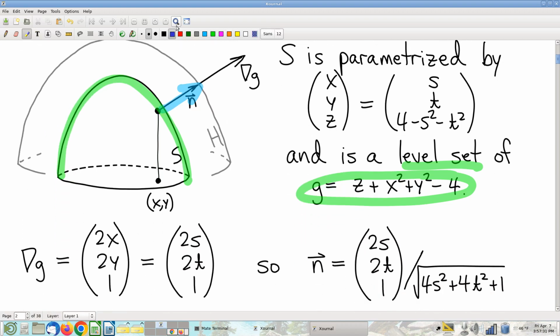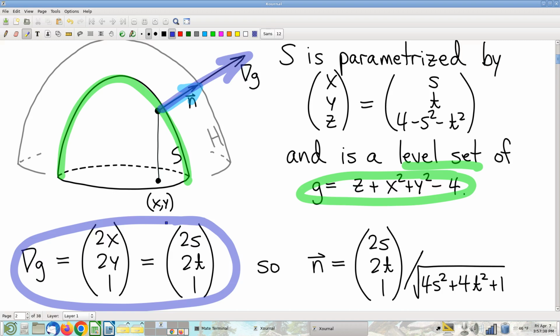Let's see here. The gradient of G is always perpendicular to the level set of G, namely it is always perpendicular to our green surface. And so there's a little bit of calculus of level sets, awfully convenient since we have the function for which this is a level set.